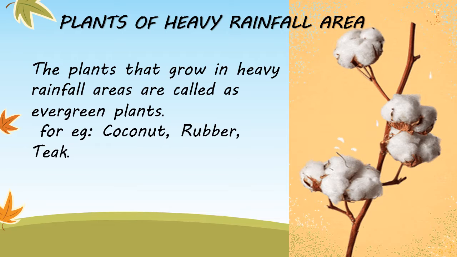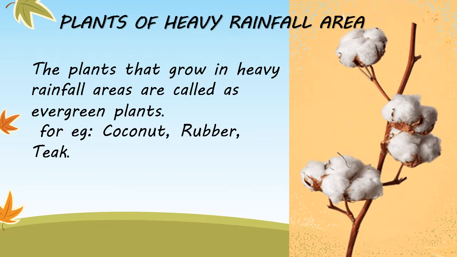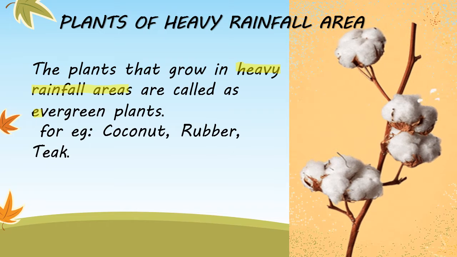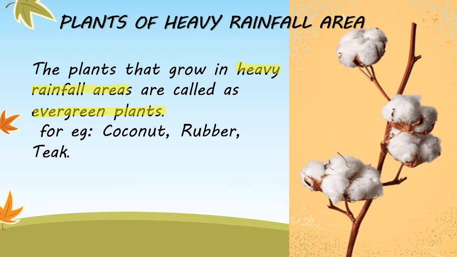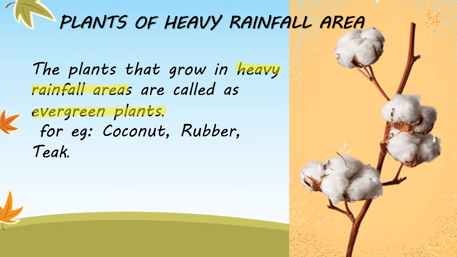Plants of heavy rainfall area. The plants which grow in heavy rainfall area are called as evergreen plants because they never shed their leaves. They are full of leaves throughout the year. So they are always evergreen. For example, coconut, rubber, teak, etc.